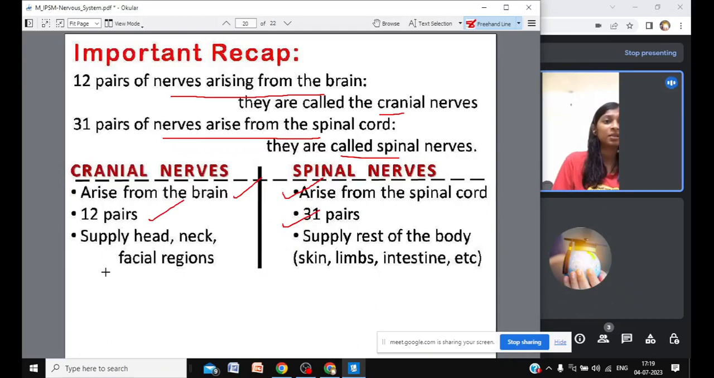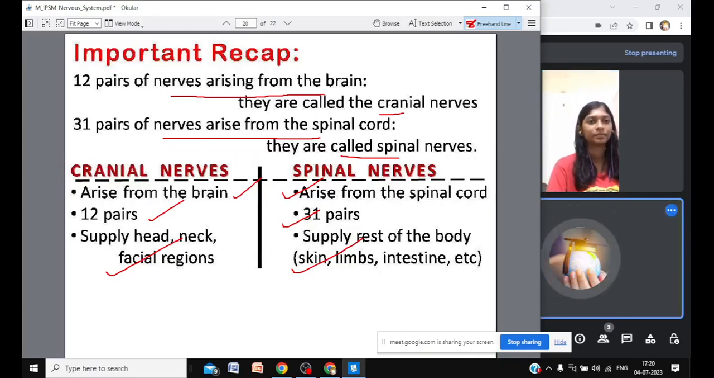The cranial nerves supply the head, neck, and face regions, and the spinal nerves supply the rest of the body like skin, limbs, intestine, stomach, and other organs, gallbladder, liver, kidneys.